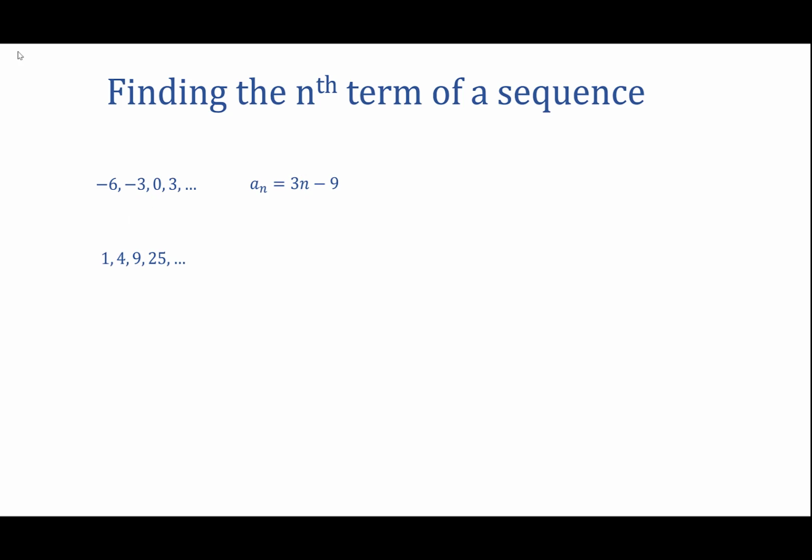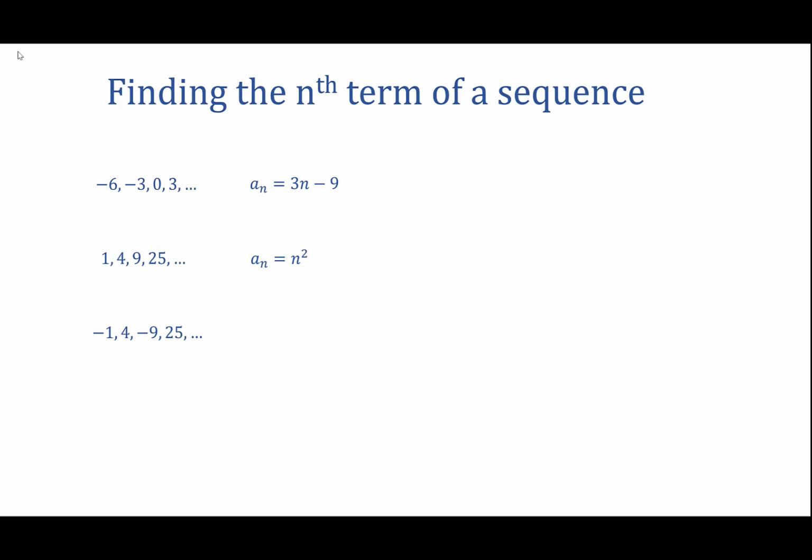The next sequence example here you should recognize is a list of perfect squares. The first term is 1 squared, the second term is 2 squared, third term is 3 squared. So how do we write the formula? It's simply n squared.